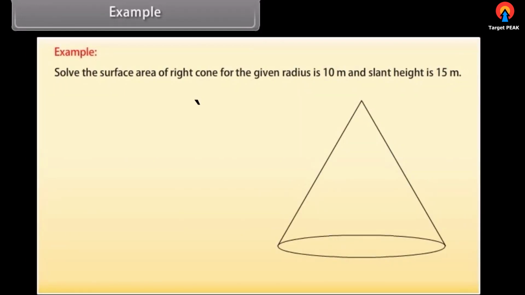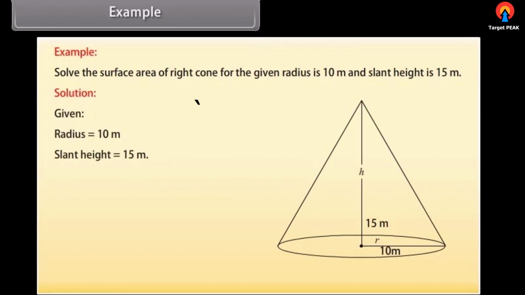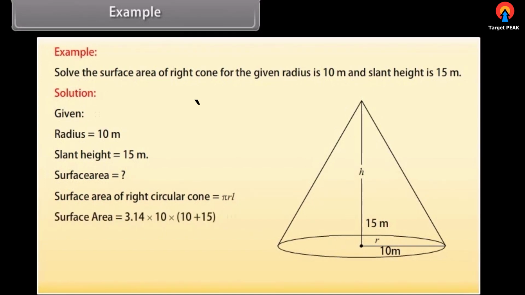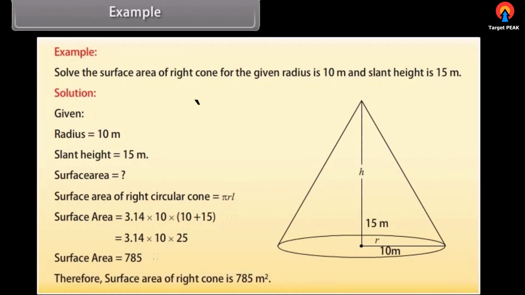Example. Find the surface area of a right cone for the given radius of 10 meter and slant height of 15 meter. Solution. Radius and slant height, which are 10 and 15 meter respectively, have been given. We have to find the surface area. We know that surface area of cone is equal to pi r into (L plus r). Therefore, by substituting the values we get, surface area is equal to 3.14 into 10 into (10 plus 15). By solving this, we get surface area is 785. Therefore, surface area of right cone is 785 square meter.